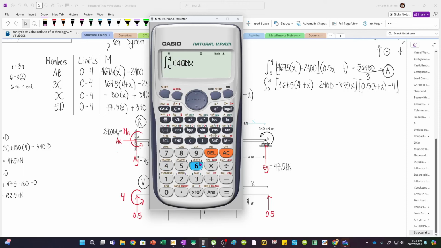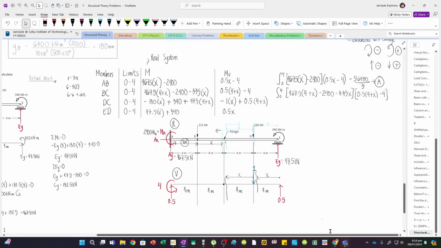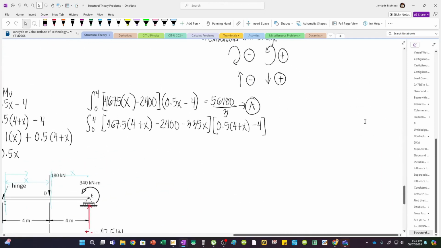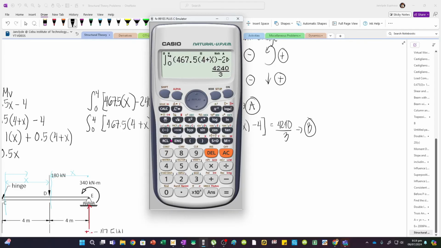Type natin 467.5 times 4 plus x minus 24 minus 335x multiplied by 0.5 times 4 plus x minus 4. Yan. So press equals, we have 4240 over 3. And then I will store this into B. So shift store B. Yan.